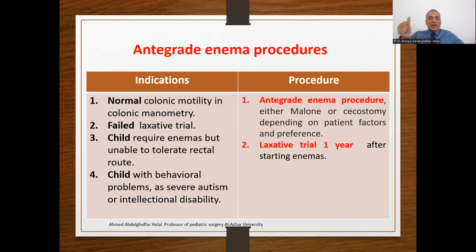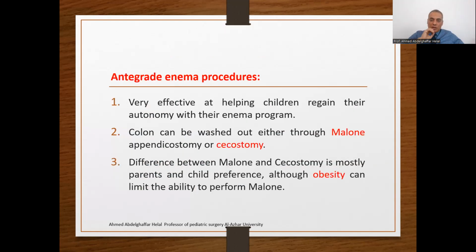Children with functional constipation with normal colonic motility. Number 2 is failed laxative trial. Number 3, a child required the enema to effectively empty the colon, required enema, however, unable to tolerate using the rectal route. Number 4, a child with behavioral problem such as severe autism or intellectual disability cannot tolerate the rectal enema.